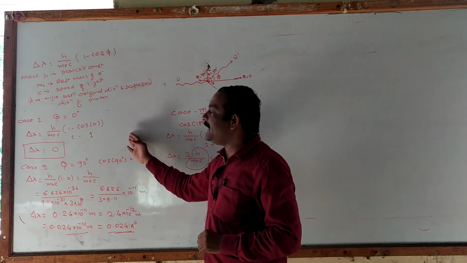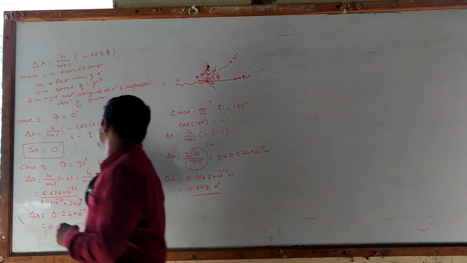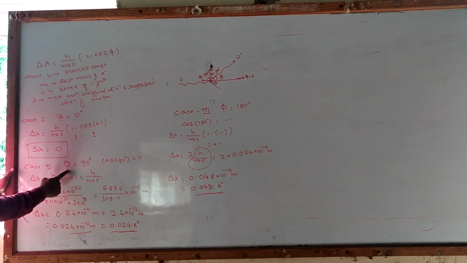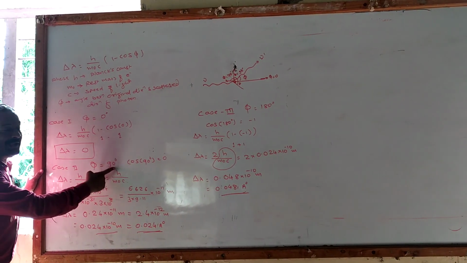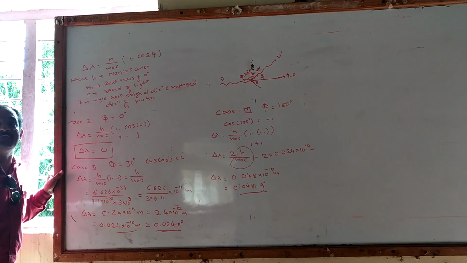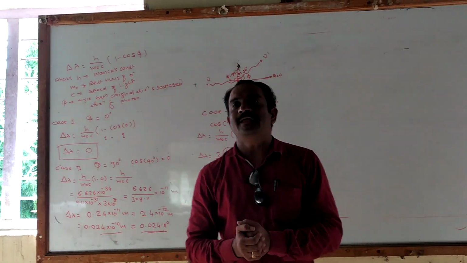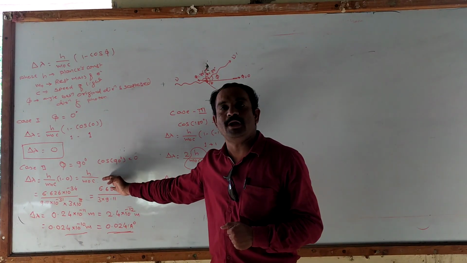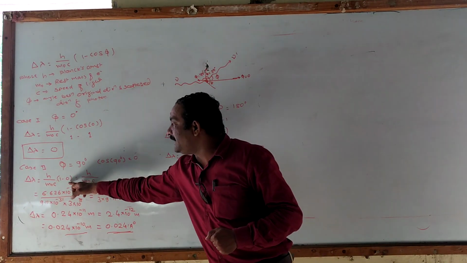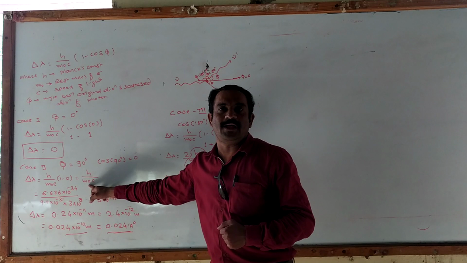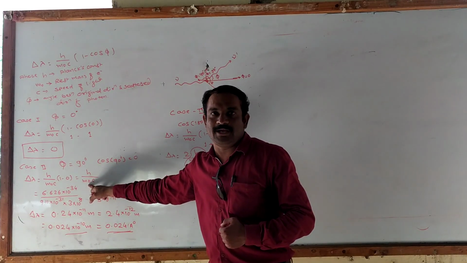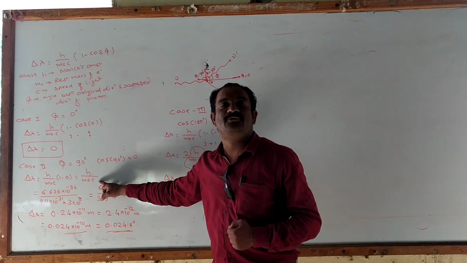Okay, now next we will take phi equals 90 degrees, and cos 90 becomes 0. Now put the value of cos 90, that is 0, in the above formula. We get 1 minus 0, which becomes 1, so the quantum shift becomes h upon m0 c.